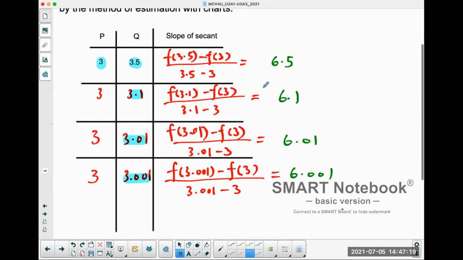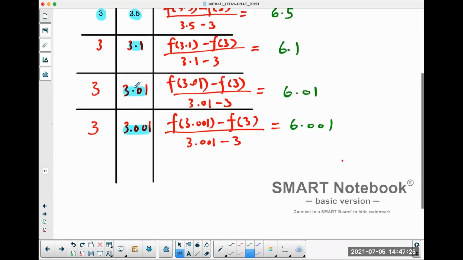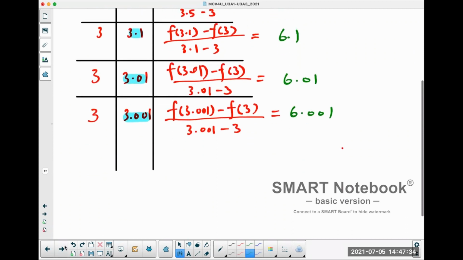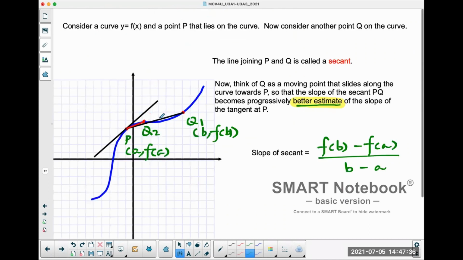So I am finding the slope of the secant between point P and point Q, and the Q value is getting closer and closer to point P. And the slope of the secant goes from 6.5 to 6.1 to 6.01 to 6.001. So this is what happened as I go from the right. Now, this answer that you get is always going to be smaller than the slope of the tangent. It's always gentler, a little flatter. Now, if you go from the other side, you're going to get slopes of secants that are a little higher.